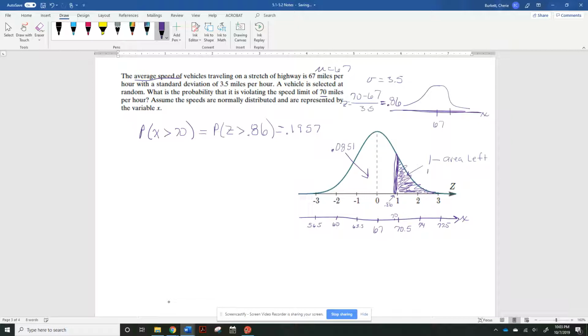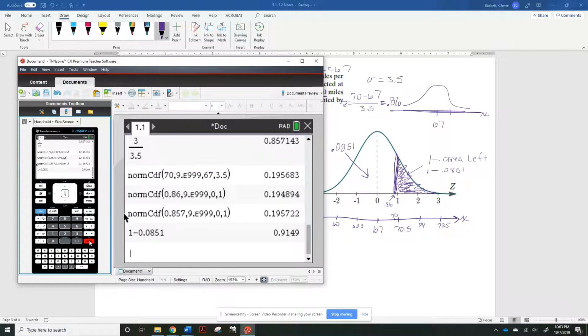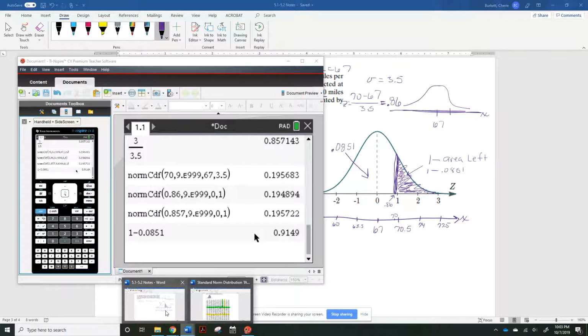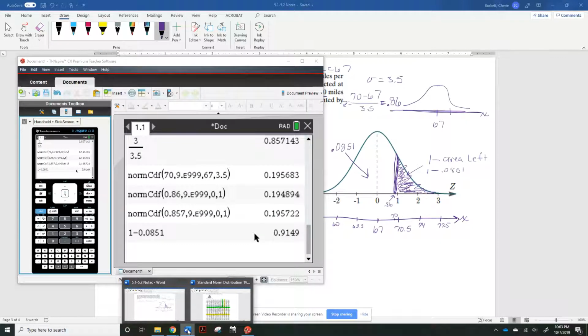So this area is 1 minus 0.0851. One minus 0.0851 is... that's not right. I must have written this number down wrong. Holy smokes, I'm tired. Oh, it's 0.8051. Oh, Lord, help me.